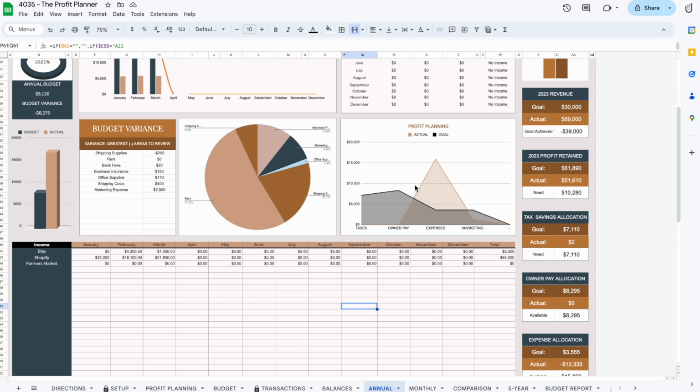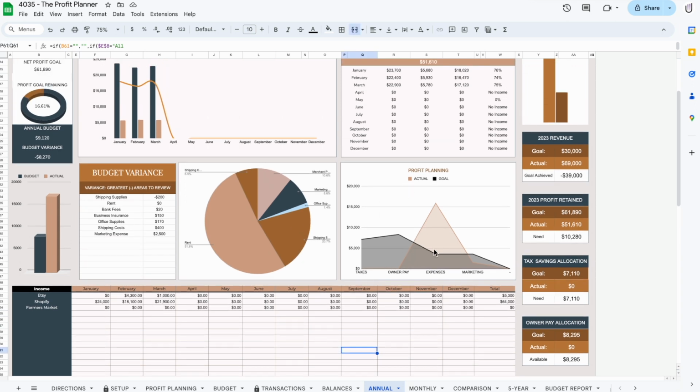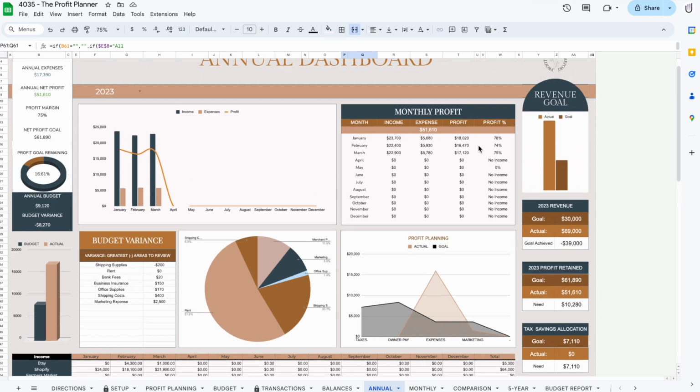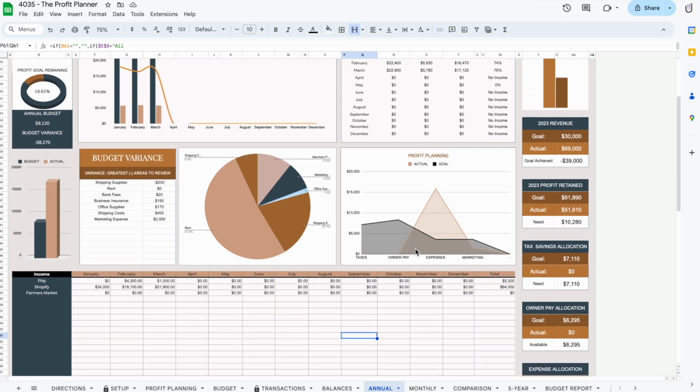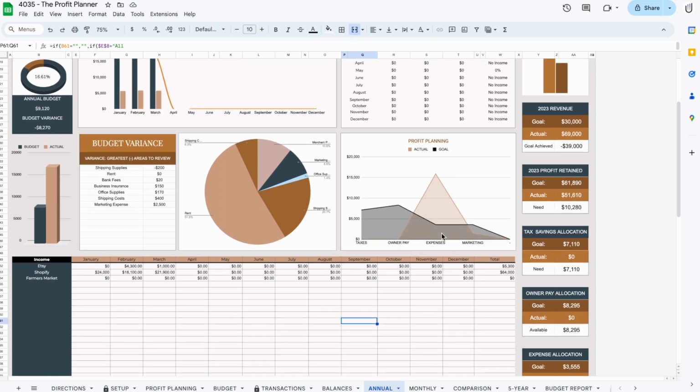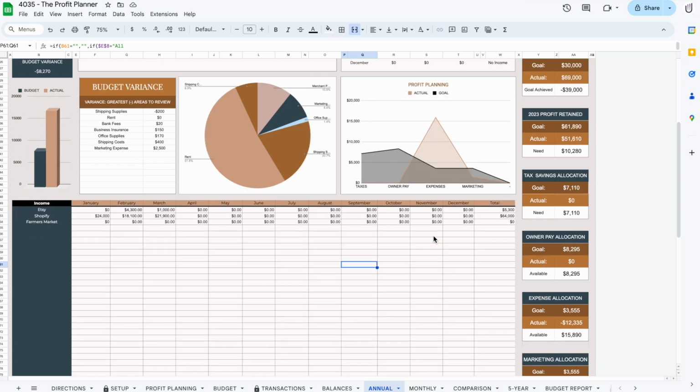You're going to have a graph here that's going to show in black what your goal was for your profit planning versus your actual. So you can quickly see that your expenses are the reason why we are not hitting our profit retention goals. And you're seeing that data here in other places as well, but a visual is always nice. So now I know I need to really focus on lowering those expenses or earning more money so I can make up for those expenses.